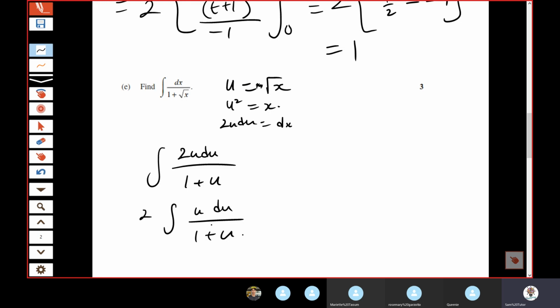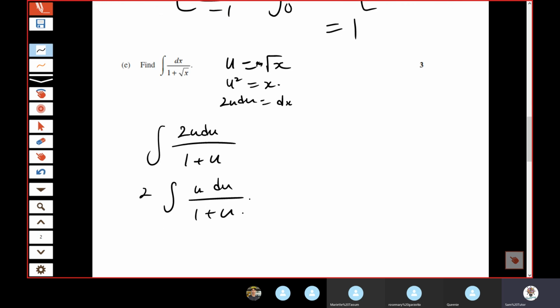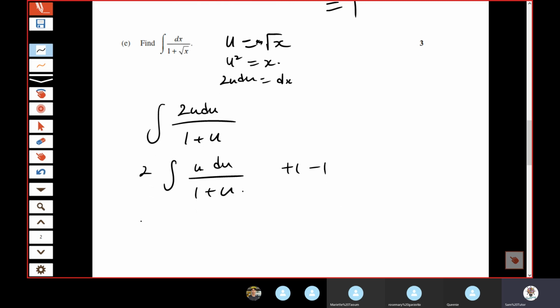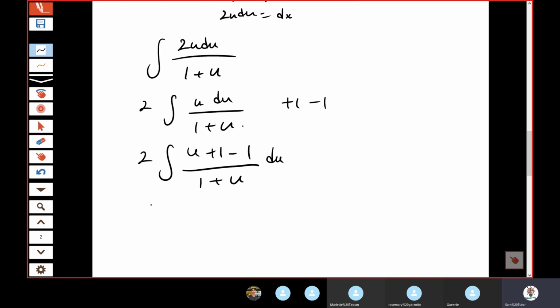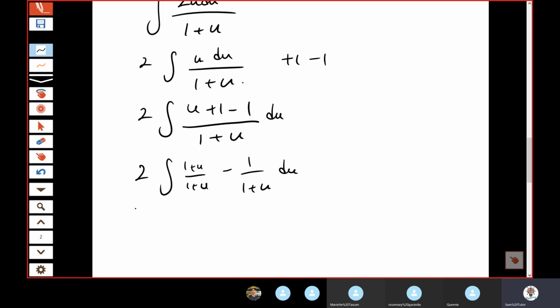All right, let's see if you can remember what the trick is if these were the same. So if the powers were the same, what do we do then? Plus 1 minus 1. You know that one. So then you get u plus 1 minus 1 over 1 plus u du. Break it up. So that becomes 1 plus u on 1 plus u minus 1 on 1 plus u. Next line. That just becomes 1. That leaves the other the same because it's just a log.